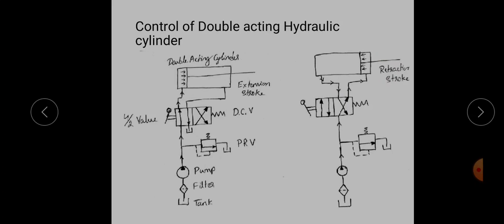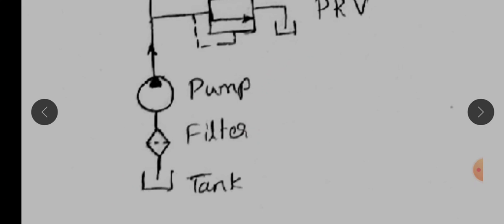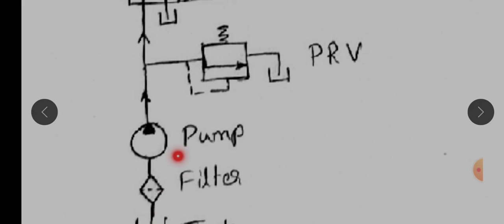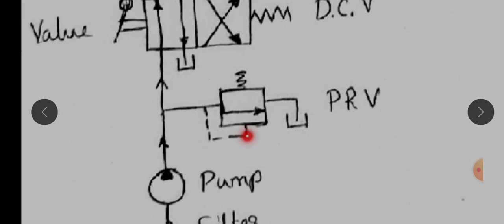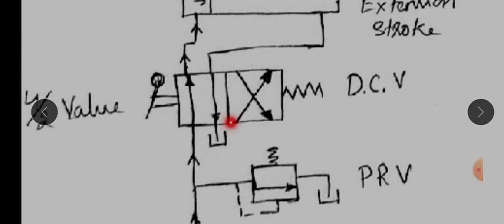Next we see the controlling of a double acting hydraulic cylinder. Double acting means the cylinder has two ports. We can again see briefly what components are present in the circuit. First is the tank, second is the filter, third is the pump. Next you can see the pressure relief valve. It is always closed.